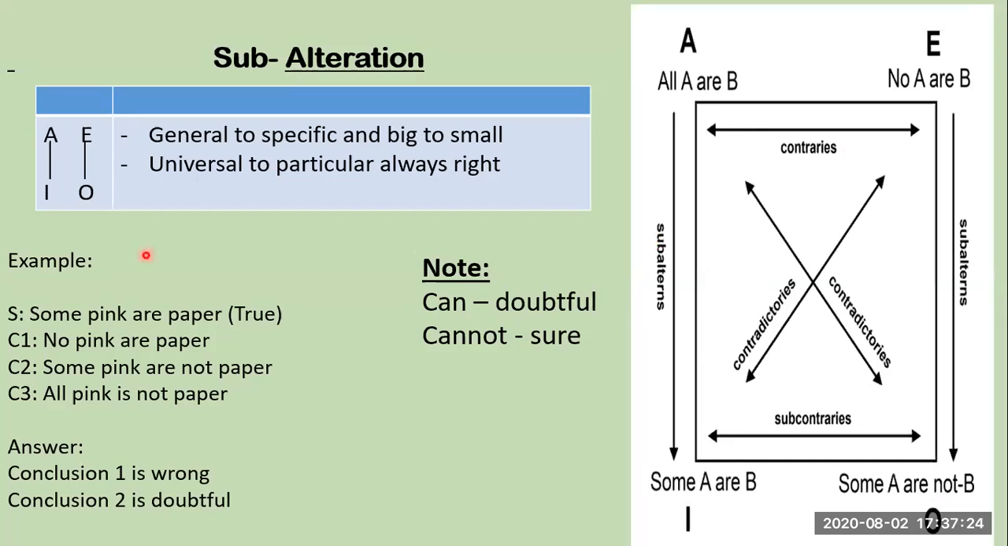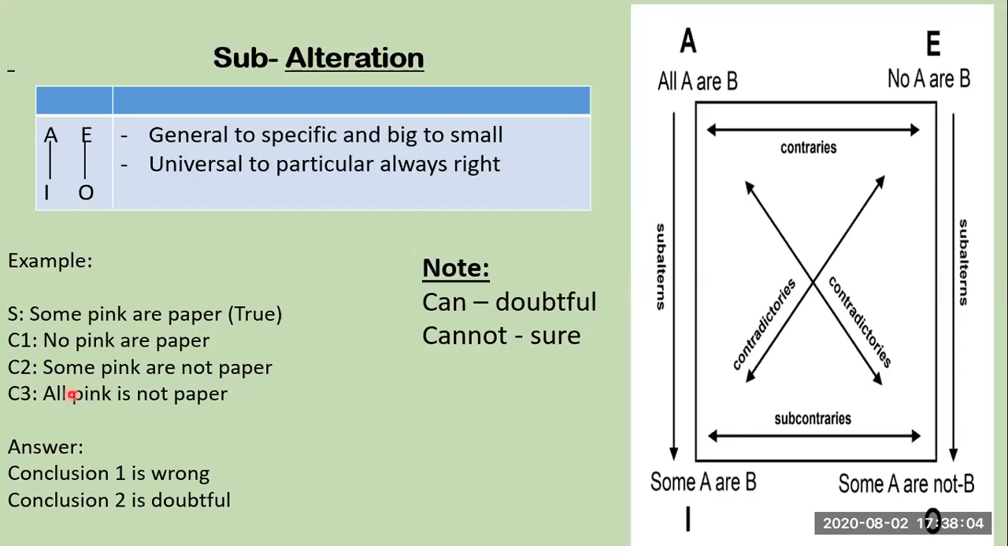For all the questions, you need to apply this small trick: can means doubtful, cannot means sure. Let's see an example. Some pink are paper. They're telling that this statement is true. No pink are paper. This is the contrary, so if this is true, this should be false. Some pink are not paper, that is O. And all pink are not paper. This is absolutely wrong. This is the odd one out, so you can directly mark it wrong here.